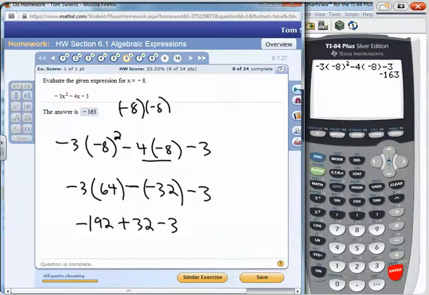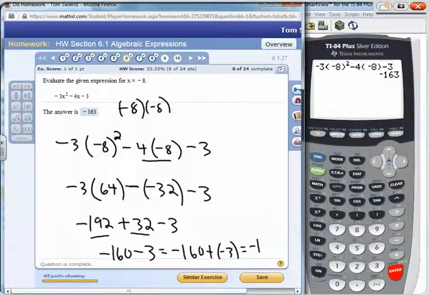So a negative 192 plus 32, subtract the two numbers because they're opposite signs, and the larger is negative, so it's a negative 160. And then minus 3, a negative 160 plus a negative 3, two negatives, add them together, and your answer is negative 163, which is the same correct answer we got using our calculator. Okay?